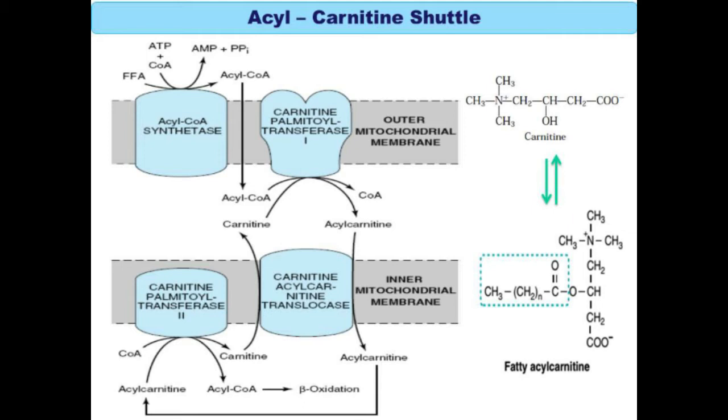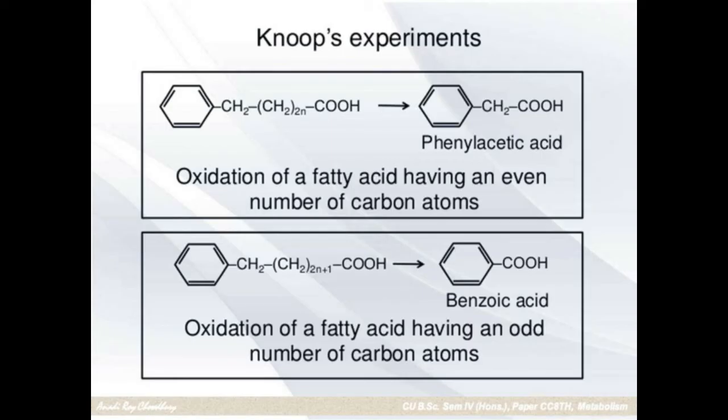Then acyl carnitine reacts with coenzyme A. Another enzyme, carnitine acyltransferase 2, present on the inside of the inner membrane of mitochondria, catalyzes the reaction to reform acyl coenzyme A and carnitine within the inner mitochondrial matrix. Now fatty acid is available within the mitochondria for oxidation.